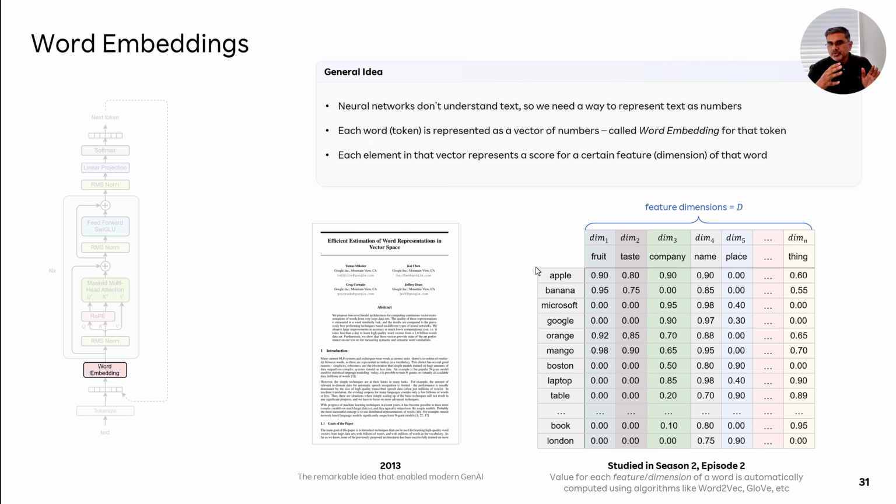Is it a thing? So what you could do is that you could study your entire vocabulary and say, I'll fix on a certain number of features that can represent different attributes of every word. And not every word has to have a certain score for every feature. For example, apple is not a place, so it can have a score of 0. That's fine. But you decide on a certain number of features, and you call that feature dimensions D.